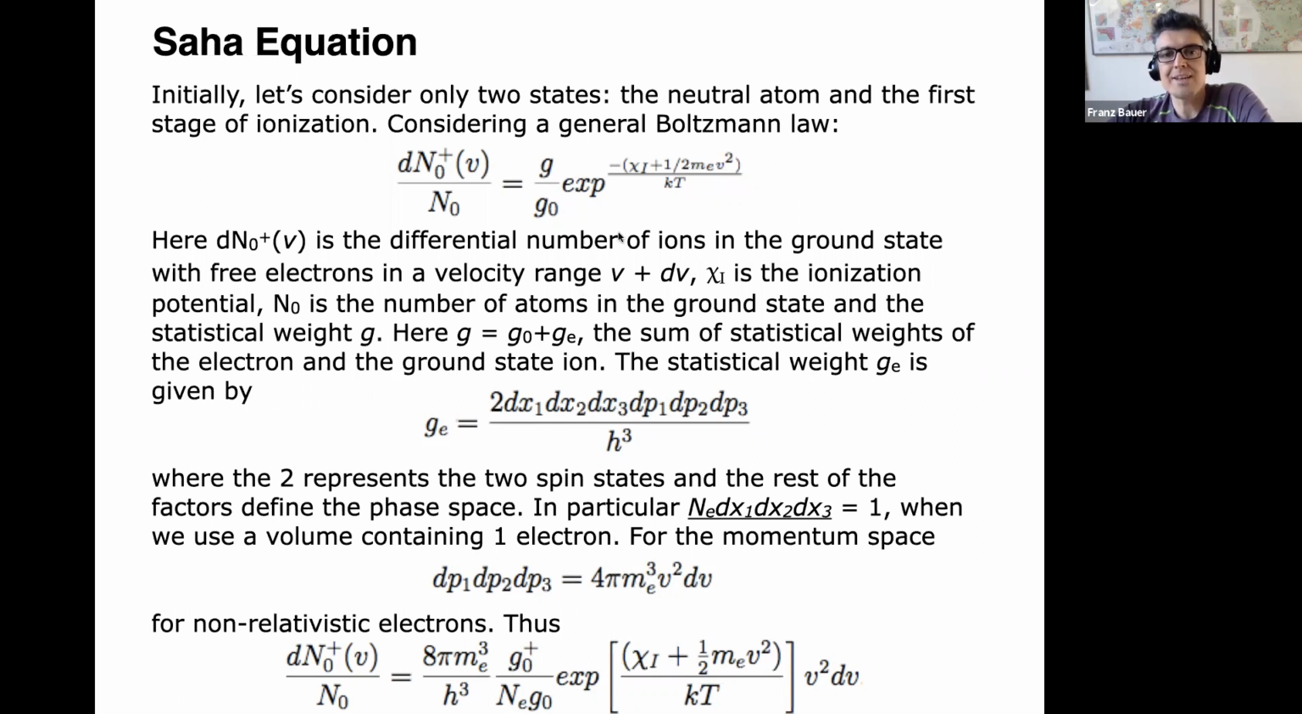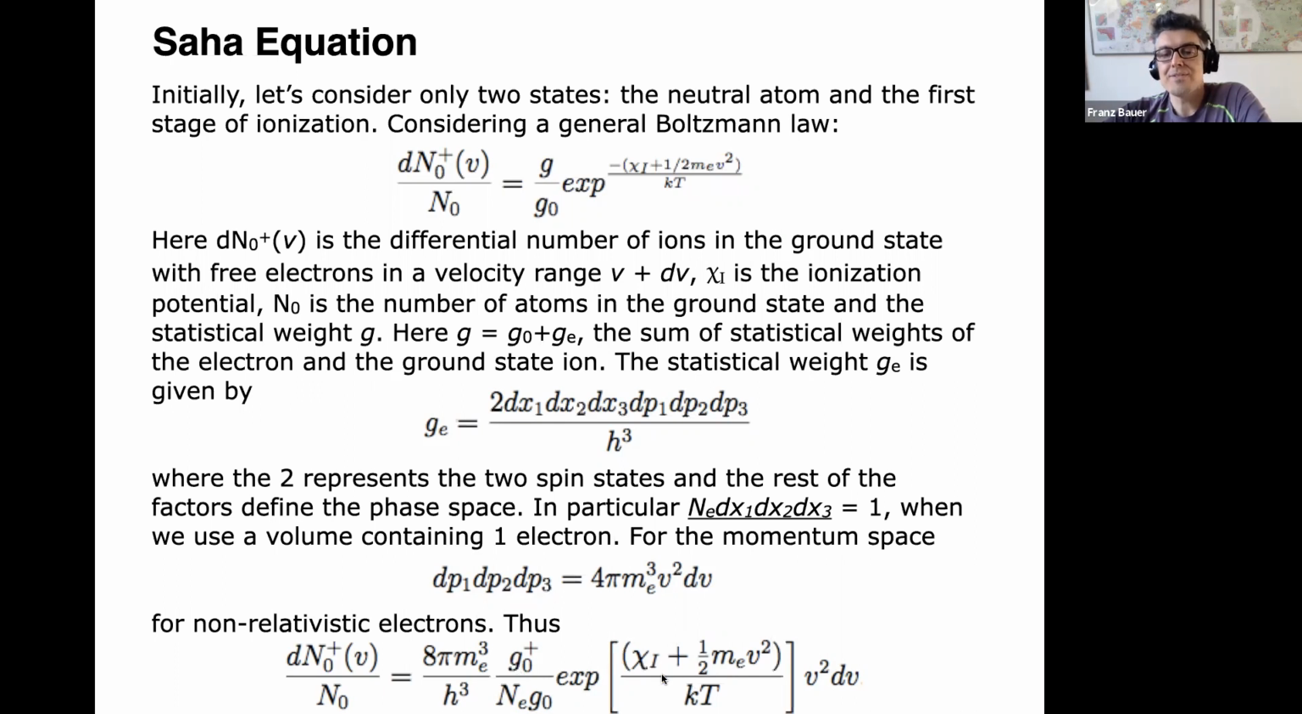And so then plugging that in here, or plugging it in for the statistical weights, we can say that for non-relativistic electrons, we end up having that this ratio here goes as this thing, which is the statistical weight of the first stage of ionization. This is the ground state, this is the number of electrons, and this is the ionization potential and the electron motions.